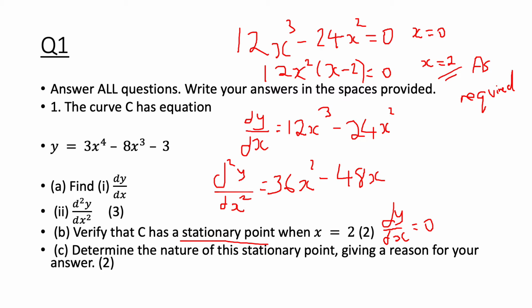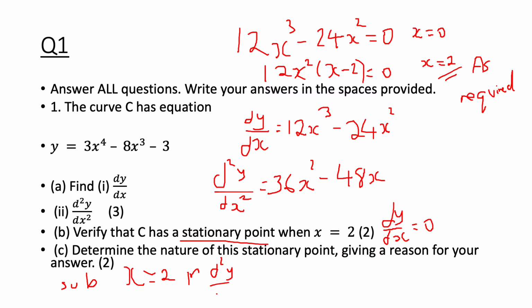Okay, right guys, so part C, it says determine the nature of the stationary point, giving your reason for your answer. So this is where I'm going to substitute in x equals 2 into the second derivative, so sub x equals 2 into d2y by dx squared.